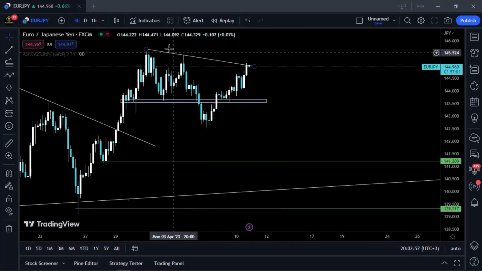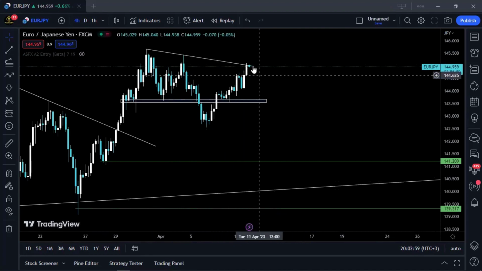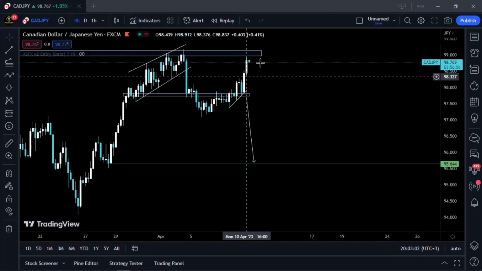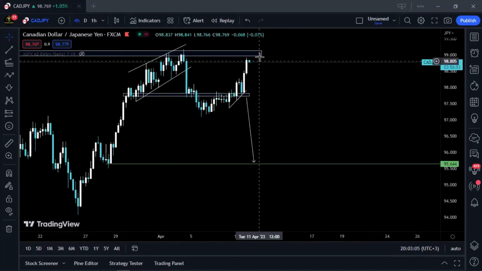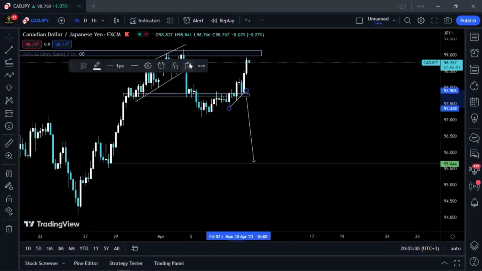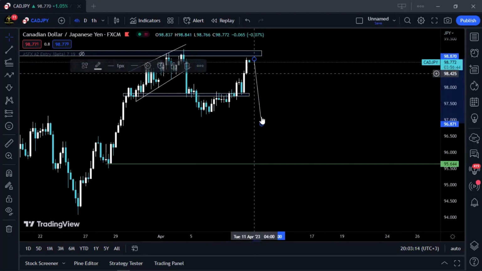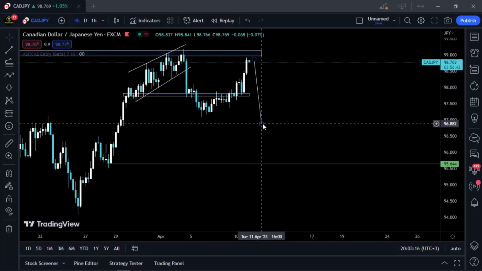Euro JPY, we can see prices are on this trend line, but no confirmation, so I'm not going to take a trade. CAD JPY, prices are also about to hit this resistance structure. So I'll be waiting for prices to wick that structure and then see if we'll actually have this bearish confirmation to continue, or if we'll be looking for buys, you know.